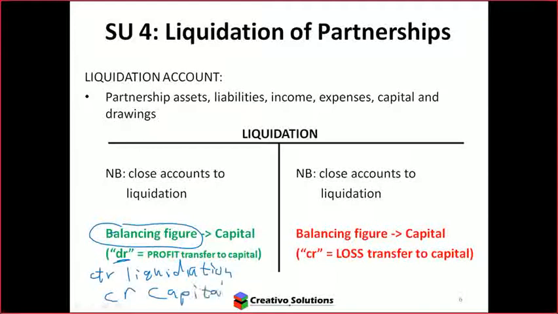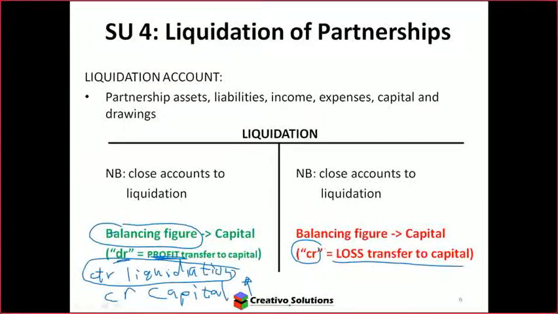Right, so if you're crediting capital, what's happening to the account? If you're debiting liquidation and crediting capital, what are you doing to the capital account? You're increasing capital. So are you increasing the owner's entitlement or decreasing their entitlement? You're increasing it, correct. So if I'm increasing their entitlement, the debit on the liquidation account represents a profit that's being transferred to the owner. And then the same thing happens on the credit, except the credit represents the transfer of a loss.